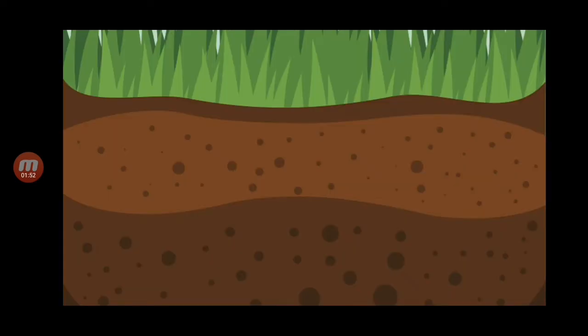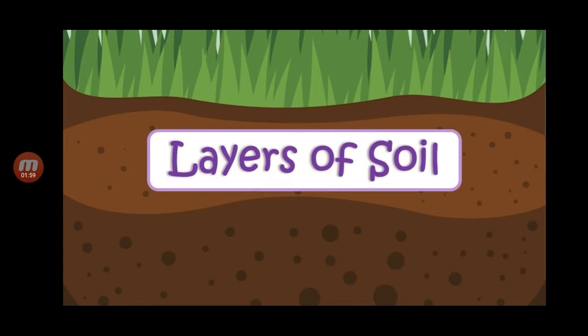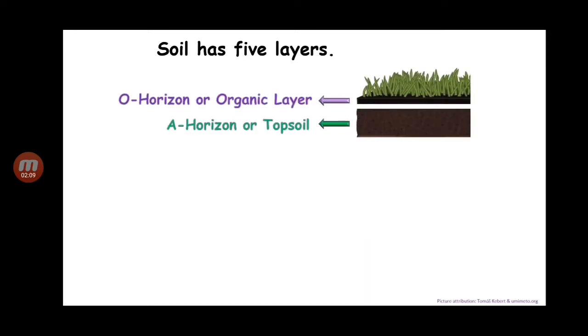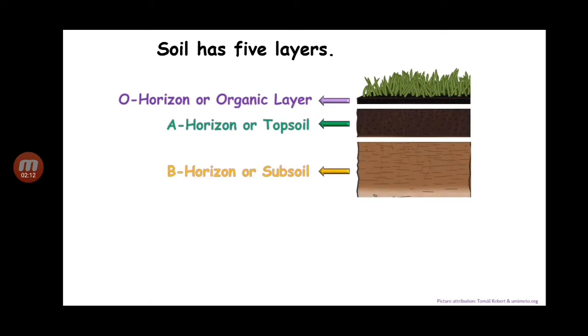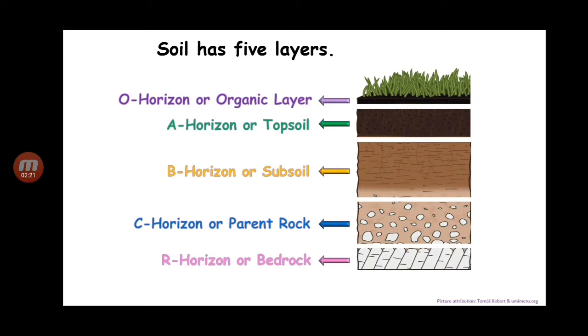In this video lesson, we will learn about layers of soil. Soil has 5 layers. They are O horizon or organic layer, A horizon or topsoil, B horizon or subsoil, C horizon or parent rock, and R horizon or bedrock. Let's learn about these 5 layers one by one.